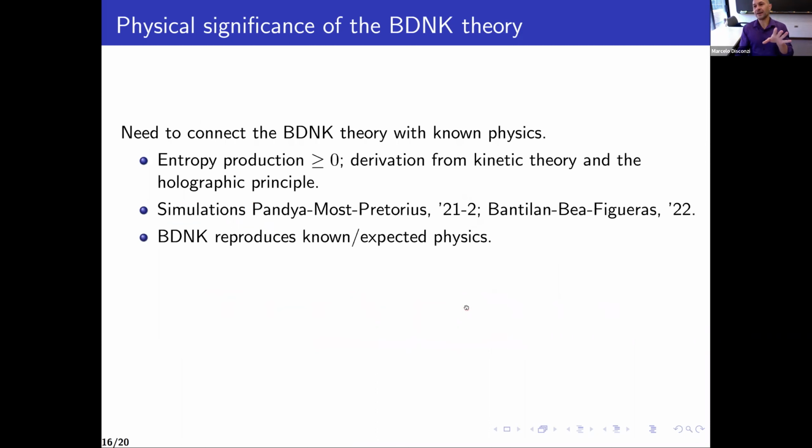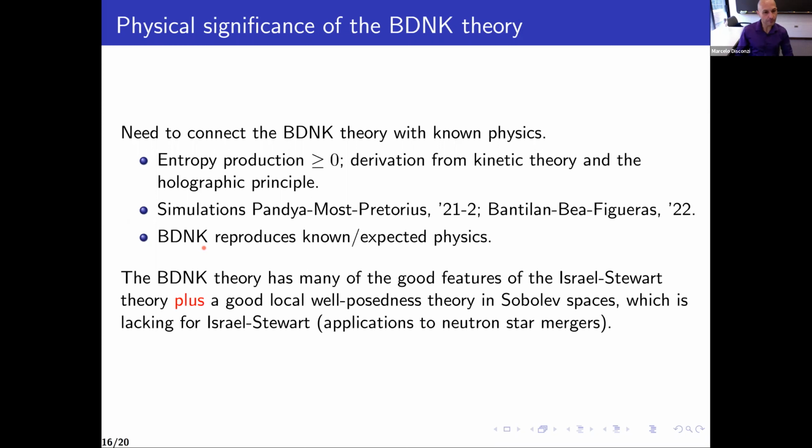Now, this is just a very small sample of the results. If you look at these numeric simulations, there are many more interesting things they did. They study shocks. They study a lot of interesting things numerically. But the message is that basically BDNK does reproduce known or expected physics. So this is a physical theory for which we can prove those mathematical results that I told you about. So in sum, the BDNK theory has many of the good features of the Israel-Stewart theory, plus a good local well-posedness theory in Sobolev spaces, which is lacking for Israel-Stewart. And as I mentioned, that is the kind of thing that you want for applications to neutron star mergers.